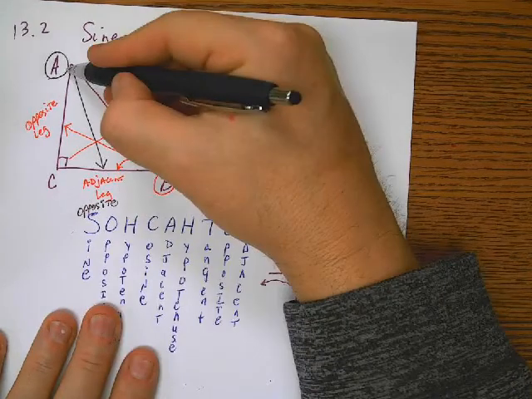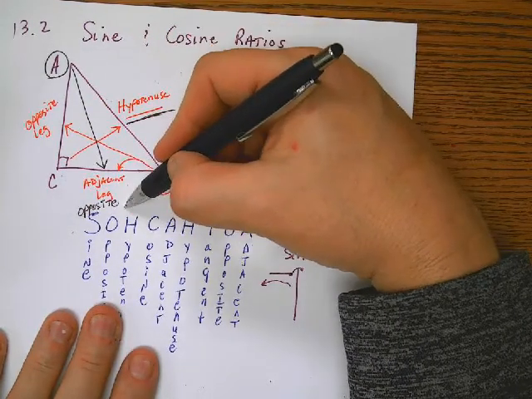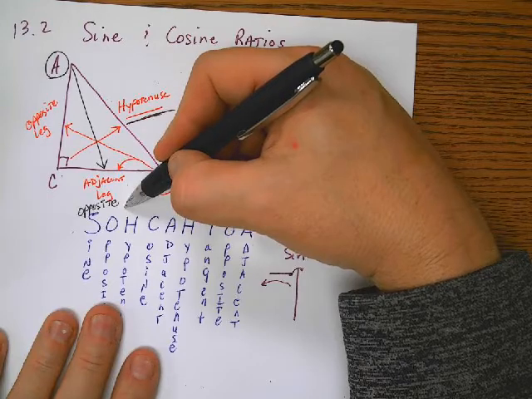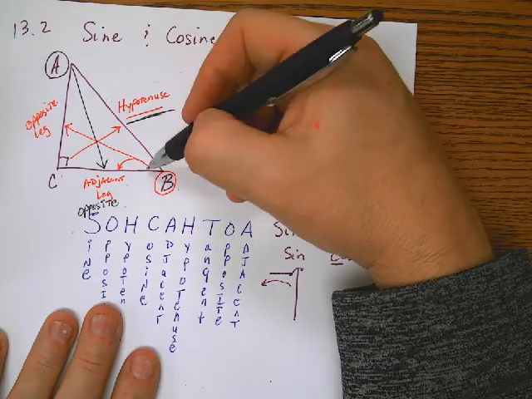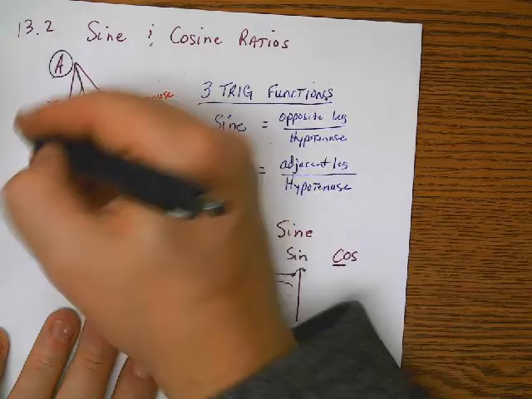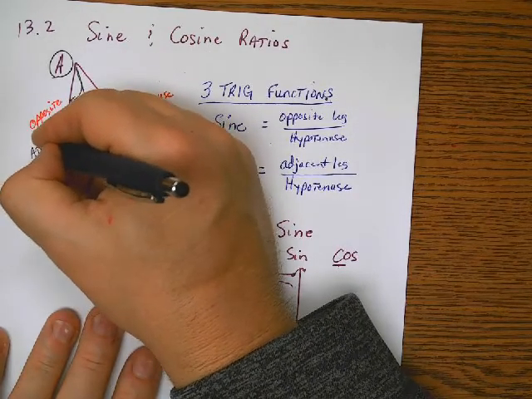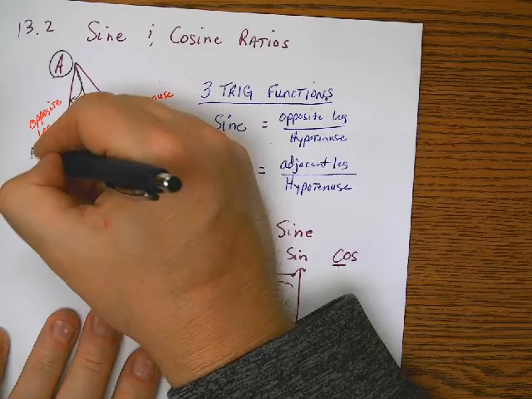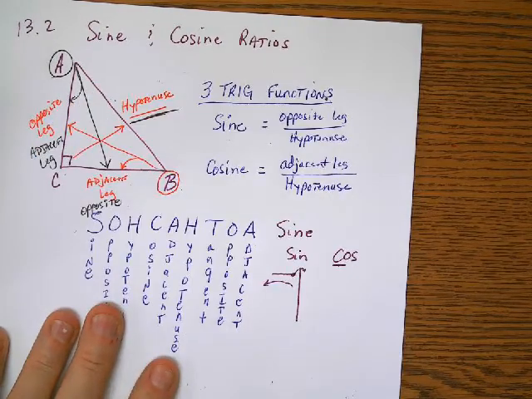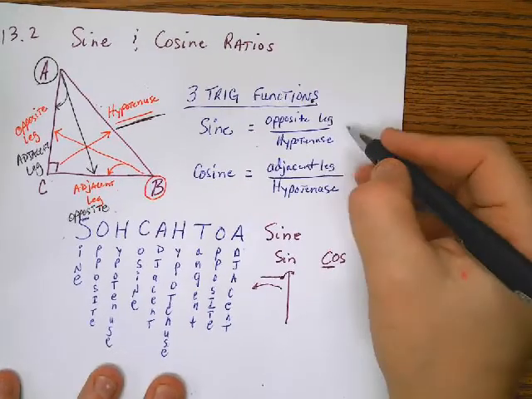So when I'm dealing with angle B, it was the adjacent side, but now it's the opposite side because it changed depending on the angle. If I'm dealing with angle A, then AC is called the adjacent leg. So do you see how it can change depending on which angle you're talking about? Okay, so what's that look like?